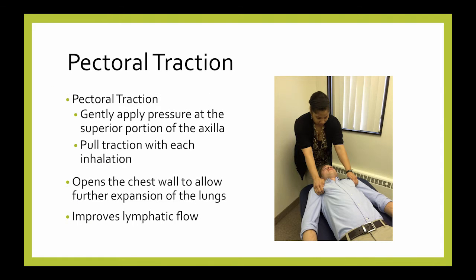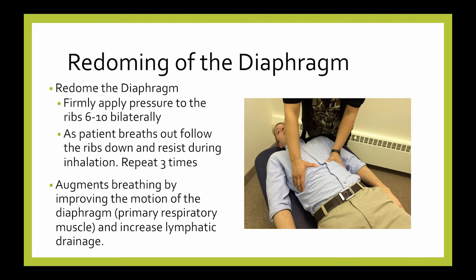Pectoral traction. This is very nice, gentle technique, and you're applying pressure at the superior portion of the axilla, and what that does is that it opens up the chest wall. This allows further expansion of the lungs and improves overall lymphatic flow.